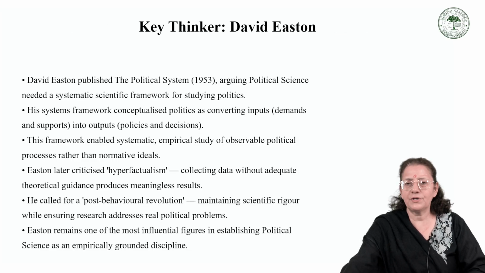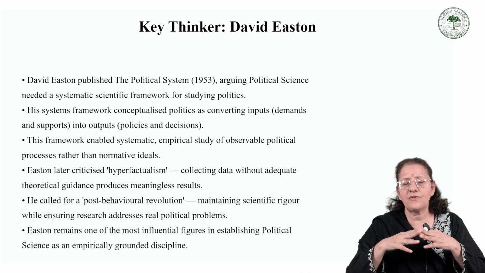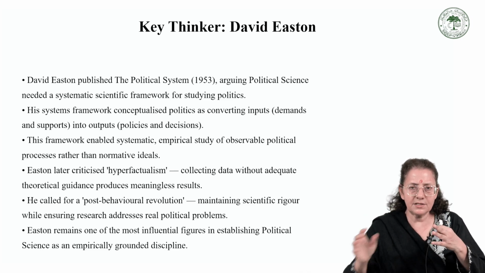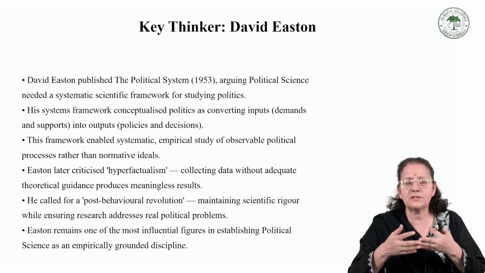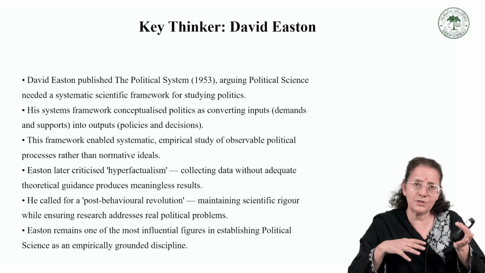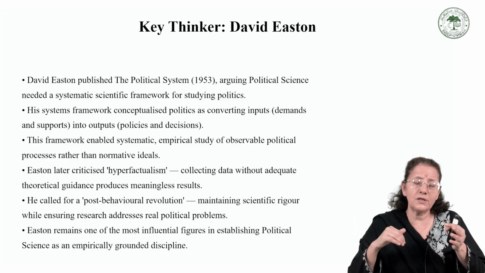The behavioral revolution in political science reached its height in the 1950s and 60s and was associated with several influential scholars. David Easton, one of the most important figures in this movement, published The Political System in 1953, in which he argued that political science needed to develop a systematic and scientific framework for studying politics. Easton's most influential contribution was the systems framework, the conceptualization of the political system as a mechanism that converts inputs that are demands and supports from the society into outputs that are policies and decisions.